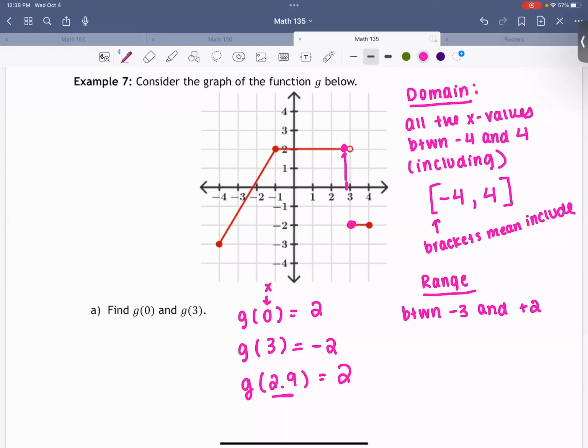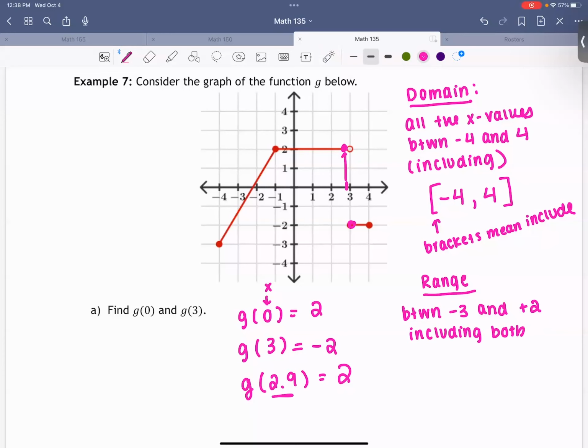Gotcha. Okay. Are we including -3 in my range? Yes. Are we including 2 in my range? Yes, right? Now, 2 is a little tricky because I know that there's an open circle at 2, but there's also a closed circle and also a line, right? So there's actually a lot of points where y = 2 on this graph. Just because there's an open circle once doesn't mean that we're not including it, okay? So we're including both of them. If there was only one open circle, then we wouldn't include it.